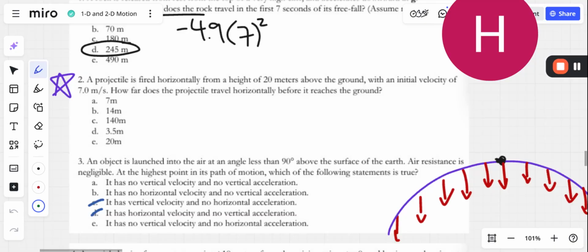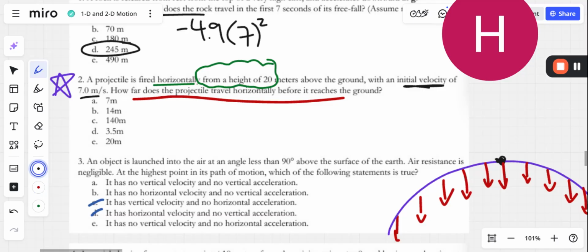So here, let's read the problem. We have a projectile is fired horizontally. That is important. It's going to tell us something about the starting velocities. Projectile is fired horizontally from a height of 20 meters, so they're giving you some information above the ground, with an initial velocity, there we go, of 7 meters per second. The question is, how far does the projectile travel horizontally before it reaches the ground?